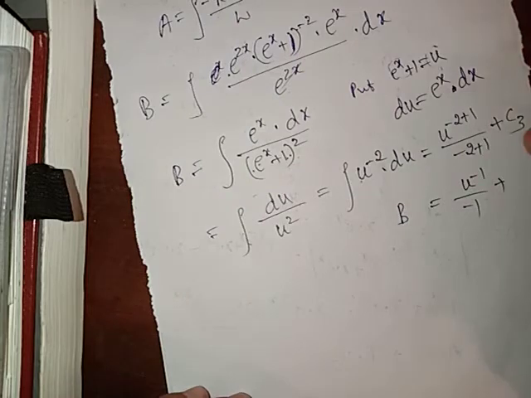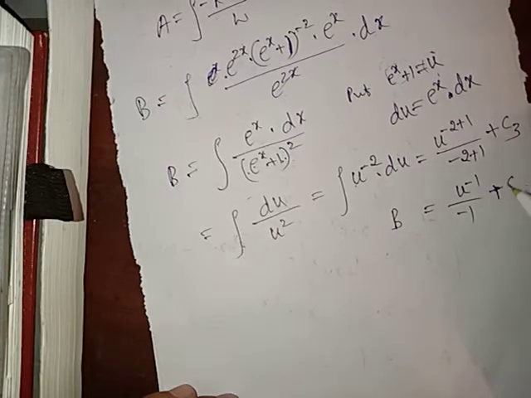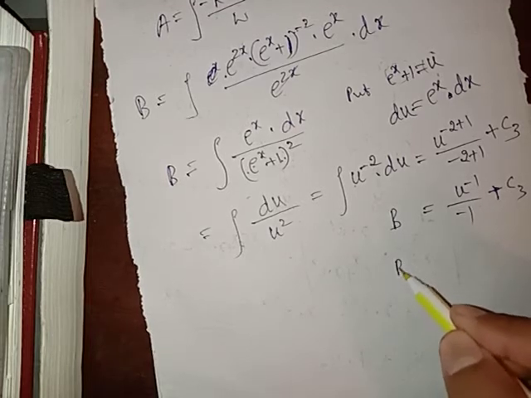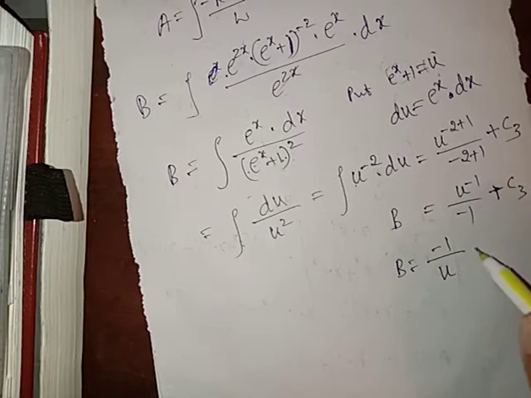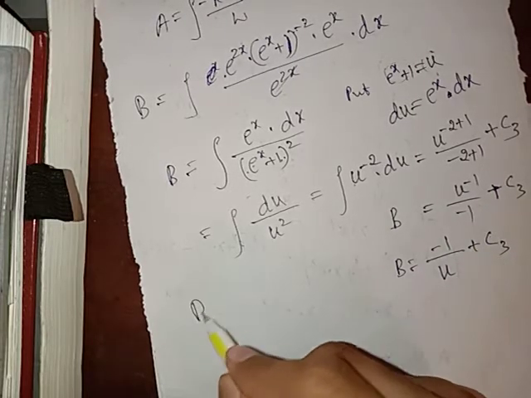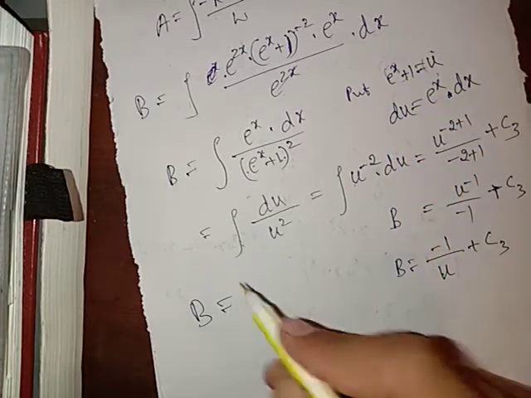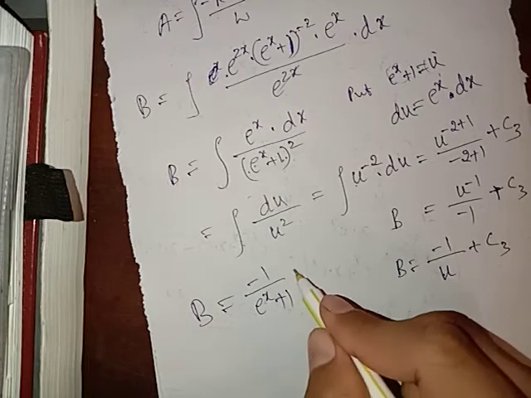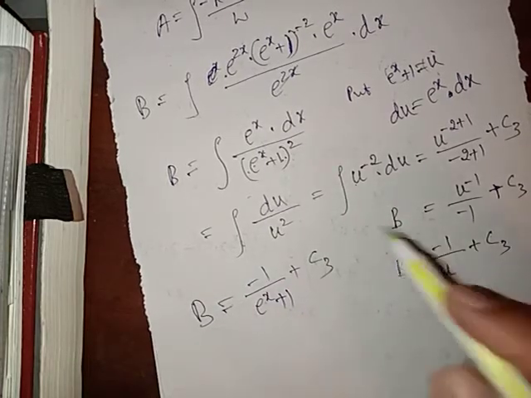After integration we must put the integration constant c3. Here u inverse, that means we can write b is equal to minus 1 divided by u plus c3. Now what is b here? In the place of u, exponential of x plus 1. So b is minus 1 divided by exponential of x plus 1 plus c3. This is the value of b.